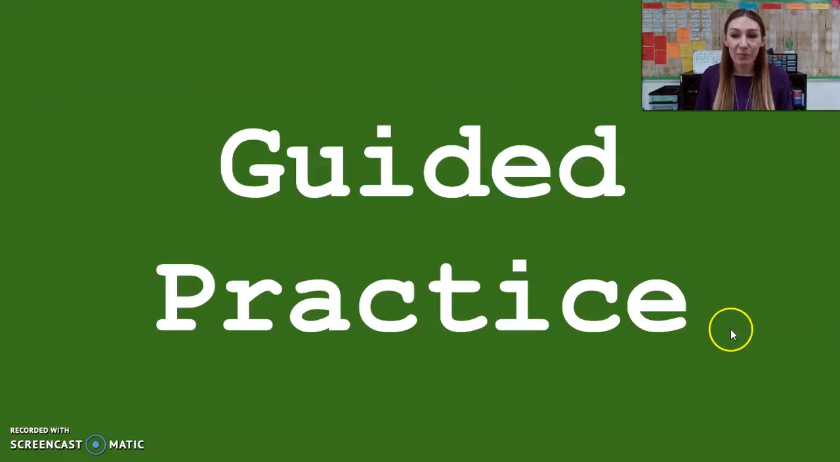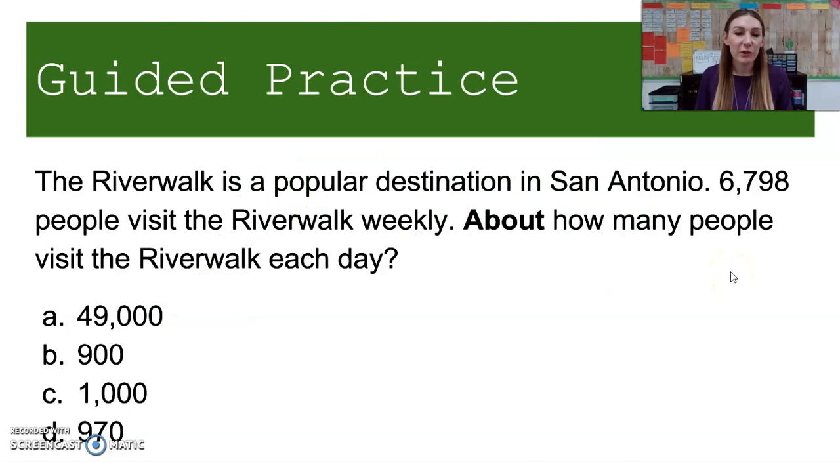All right, let's finish up with our guided practice. The Riverwalk is a popular destination in San Antonio. 6,798 people visit the Riverwalk weekly. About how many people visit the Riverwalk each day? So remember, this "each" means one. So if we know that 6,798 people visit the Riverwalk weekly, but we want to know how many visit each day, we're going to need to break that total up into 7 groups. Why 7? Because there's 7 days in 1 week.